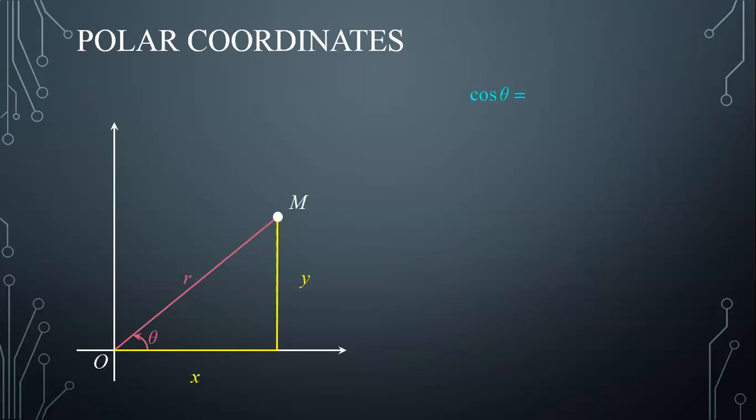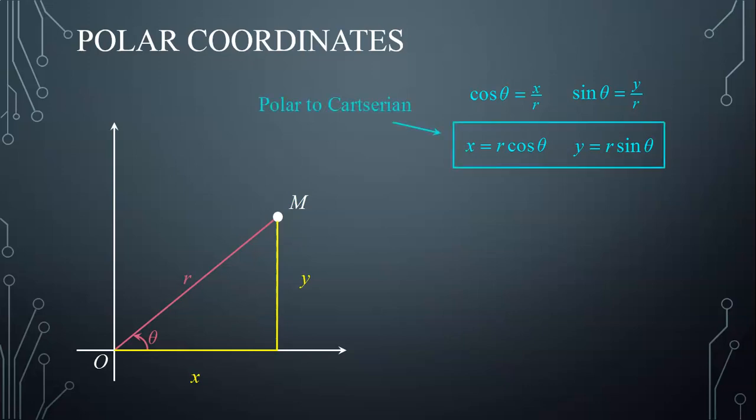For example here, cosine theta is by definition the ratio of the adjacent side to theta, which is x here, and the hypotenuse, which is r here. Similarly, sine theta is the ratio of the opposite side y and the hypotenuse r. Solving for x and y, we obtain x equals r cosine theta and y equals r sine theta, which are the formulas used to convert from polar to Cartesian coordinates.